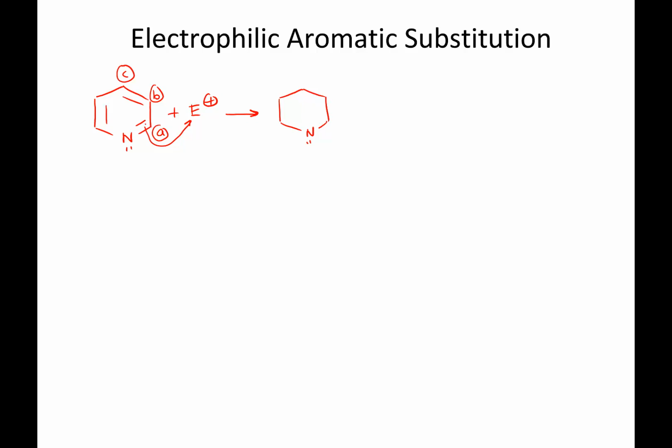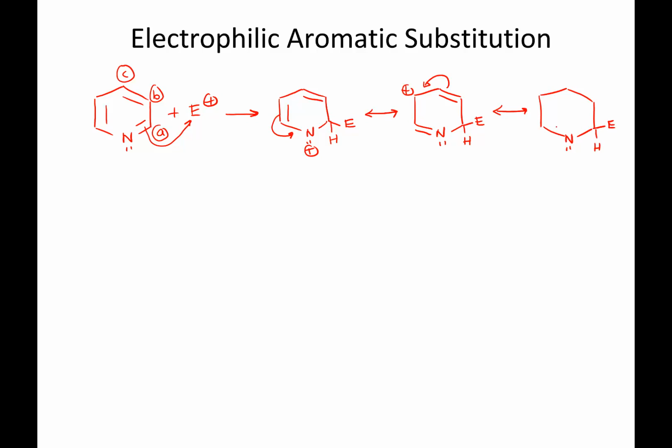Let's go ahead and add it. Let's take that pair of electrons. Let's add the E+ to that carbon. That puts the positive charge on the nitrogen. Then this pair of electrons can go there to form the resonance structure. Put the positive charge there. And then take this pair of electrons, move it here to form the third resonance structure. Now, before we evaluate that, let's draw the other ones.